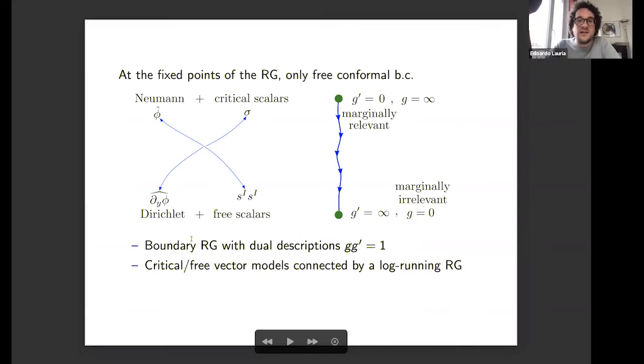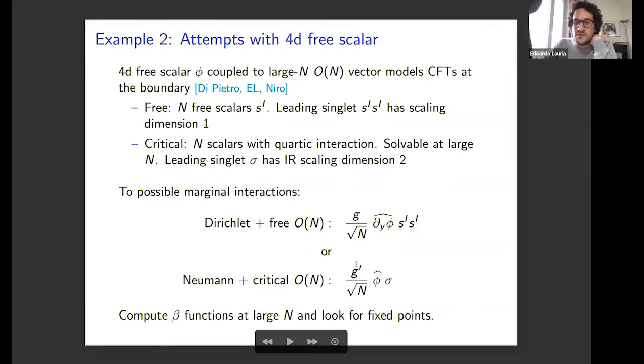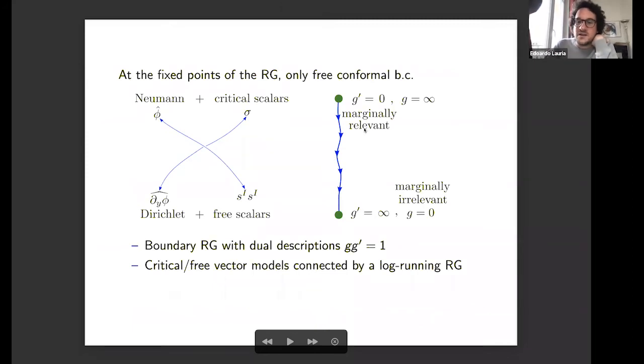So definitely it happens that, for example, if you start with the case of Neumann boundary conditions coupled to critical scalars, you have this coupling that I defined here, g'. This g' is marginally relevant, so it grows in the infrared, it becomes infinity. But infinity turns out to be a zero of the beta function. So this is another fixed point of the beta function for g'. And the theory when g' is equal to infinity is exactly dual to the theory of a Dirichlet boundary condition coupled to N free scalars with g equals 0.